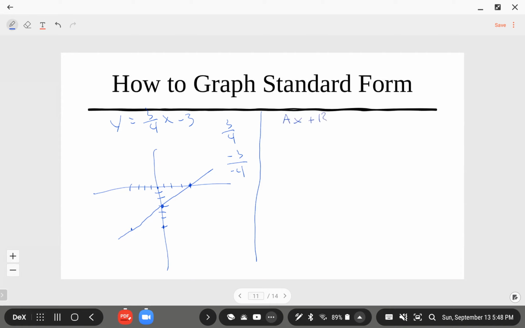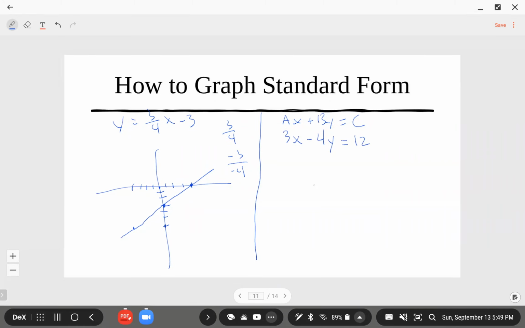It's very easy when it's in standard form: ax plus by equals c. So our standard form equation would be 3x minus 4y equals 12. That's the equation that Jocelyn gave us. We need to find the y-intercept first. And what happens every single time when you try to find the y-intercept? The x is 0, right? It's always 0 and then some number, 0 and then y. So just plug in a 0 as x. So 3 times 0 minus 4y equals 12. You get negative 4y equals 12, so y equals negative 3. So the y-intercept is negative 3.